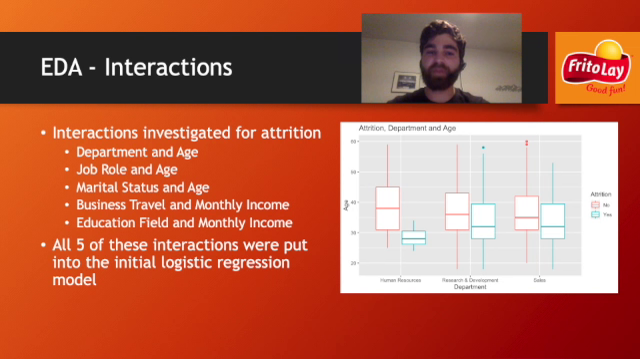We also looked at interactions for attrition. So to the right, you can see an extreme version of the interactions that we saw. On the x-axis, you can see the department, and on the y-axis, you can see the age. People who are younger have a higher attrition rate than people that are older. That makes sense. But human resources specifically have a higher attrition rate for young people than old people. We also looked at job role and age, marital status and age, business travel and monthly income, and education field and monthly income. All 5 of these interactions ended up being put into the initial logistic regression model.